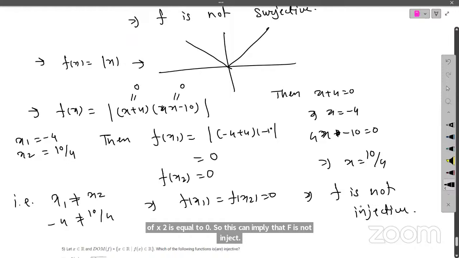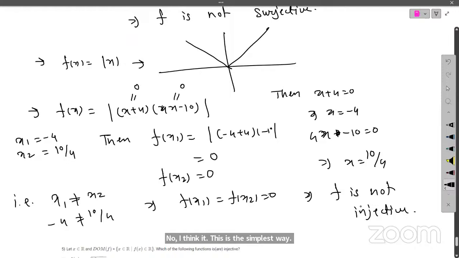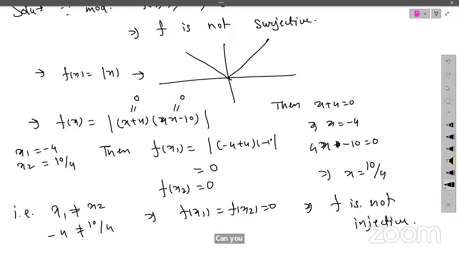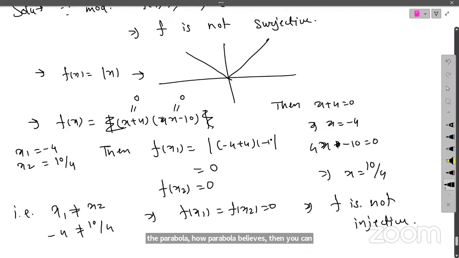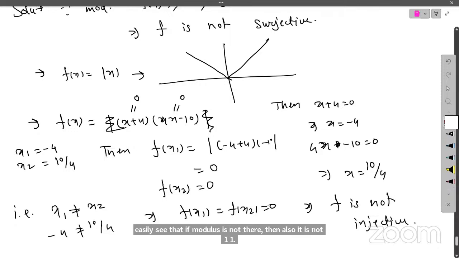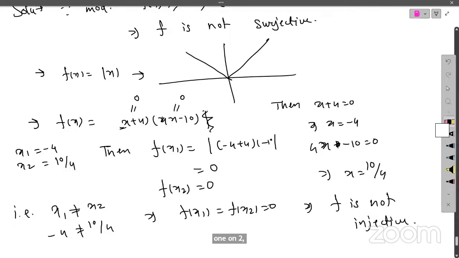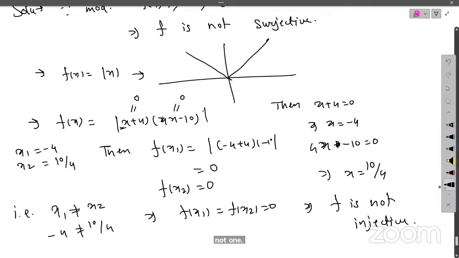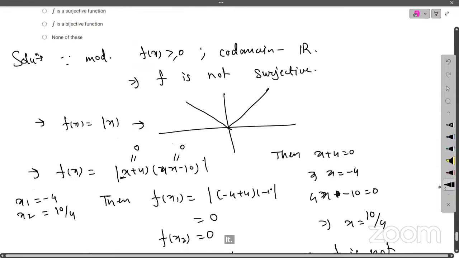What if it was not modulus? Can you work it out? If it is not modulus, then also it is not injective, because it will be quadratic. And that thing you can see by parabola: if you know how a parabola behaves, then you can easily say that if modulus is not there, then also it is not 1-1 on 2. If modulus is there, then also it is not 1-1 on 2. So 1-1 is injective. 1-1 means injective, on 2 means surjective.